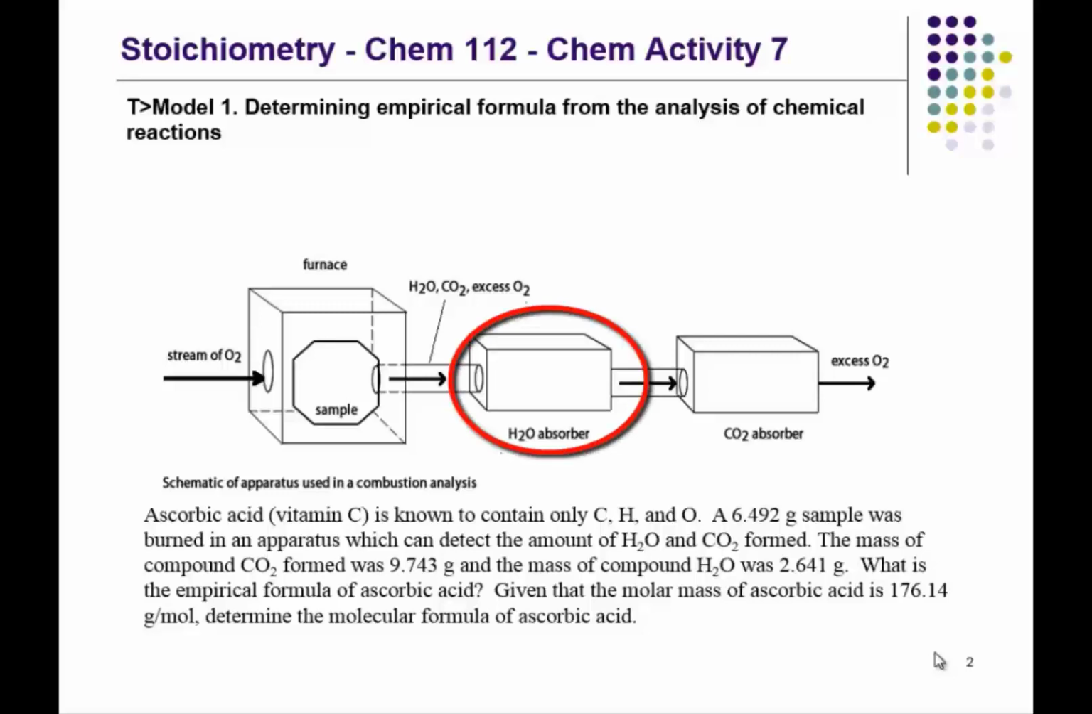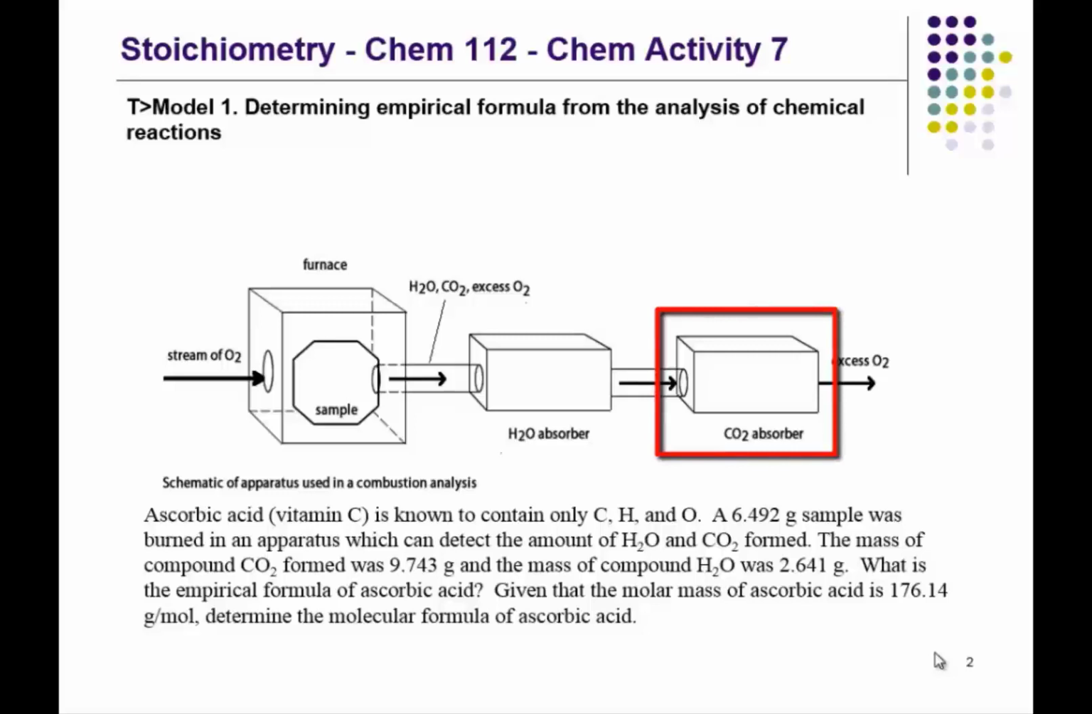We ignite our sample, and any H2O that's produced would be collected by an H2O absorber. This would be some chemical that will bind completely to the water. Any CO2 that's produced would be collected by a CO2 absorber. Again, a chemical that would bind to any CO2 that's produced. By measuring the amount of H2O and the amount of CO2 that's produced, and knowing the original mass of our sample, we can determine the empirical formula. Let me give you a few more details.